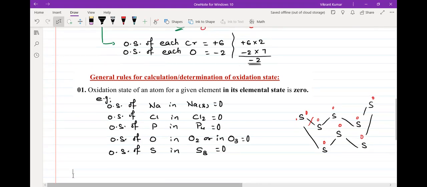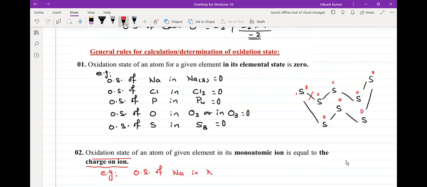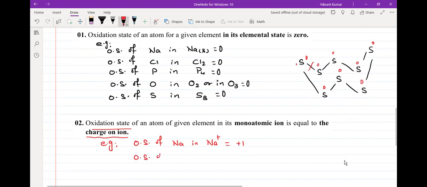Now let's talk about the second rule, which is about monoatomic ions. What does monoatomic ion mean? Ions like Na+, Cl-, F-, S2-, N3-. There, whatever the charge is, that itself will be called the oxidation state. For example, oxidation state of Na in Na+: it is a monoatomic ion, there is just one atom and there is a charge over it, so it will be plus one. Oxidation state of calcium in Ca2+ is plus 2.